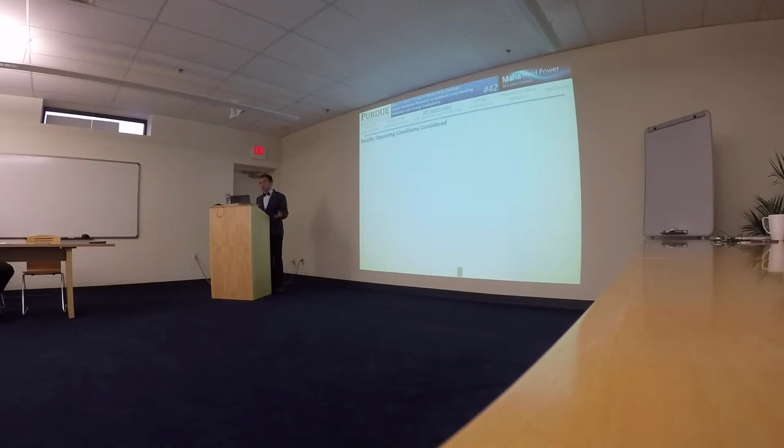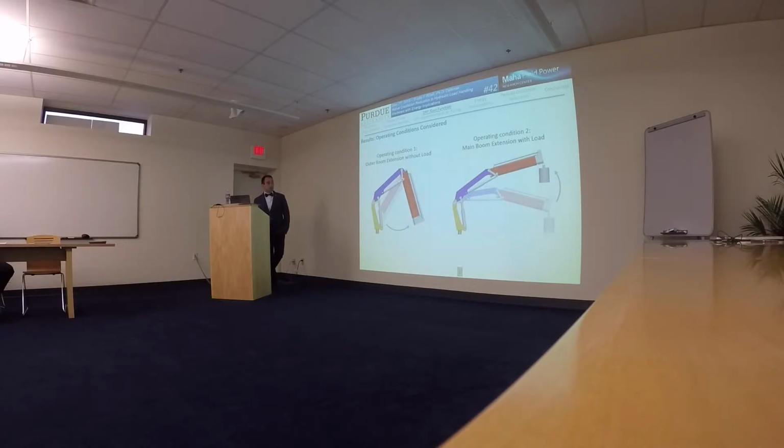So I implemented this new cost function and I ran the optimization. And in order to see the effectiveness of this new cost function formulation, I ran two different experiments. And these are the two cases I'm presenting here. So the extension of the outer boom without load and the extension of the main boom with load.